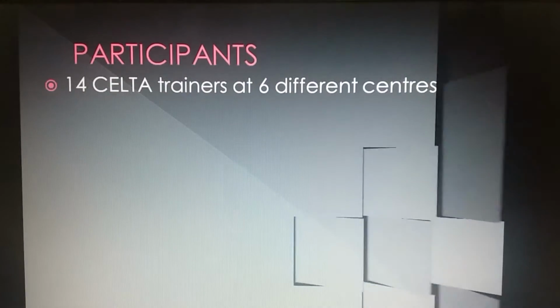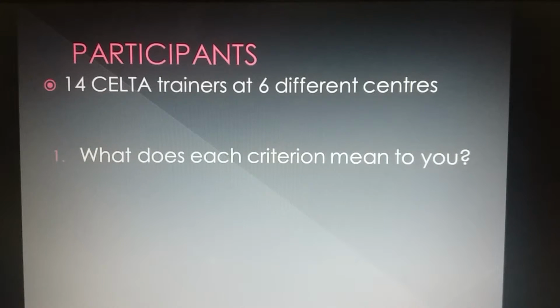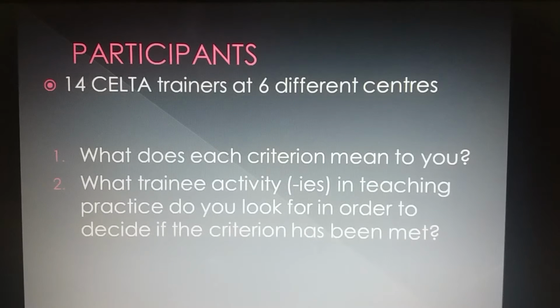And also, they indicate the areas that they think they need to work on and whether they are up to the standard of the course or not. And in the study, there are 14 CELTA trainers at 6 different centers, and the trainers were asked to answer these 2 questions: what does each criterion mean to them, and what training activity or activities in teaching practice do they look for in order to decide if the criterion has been met.